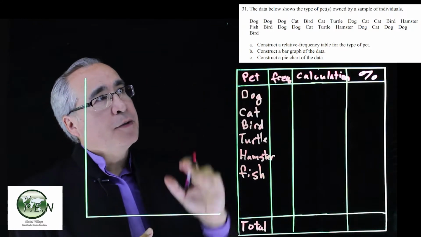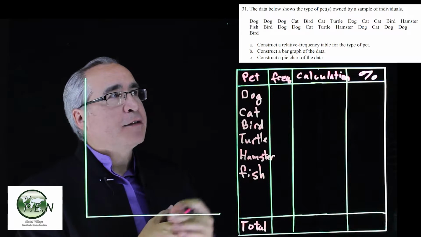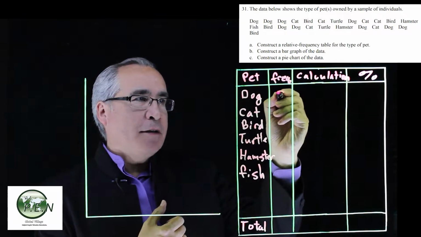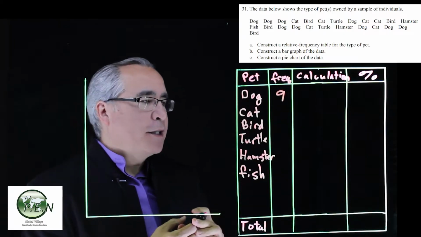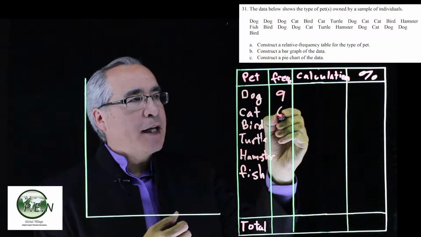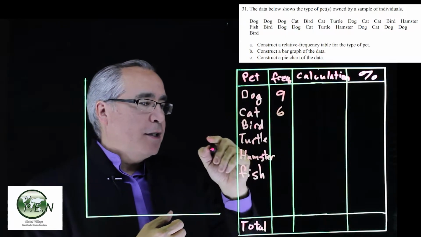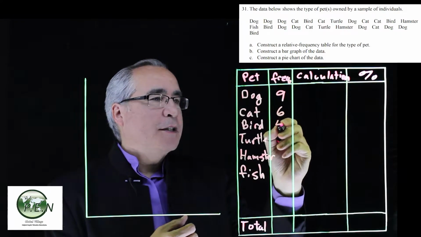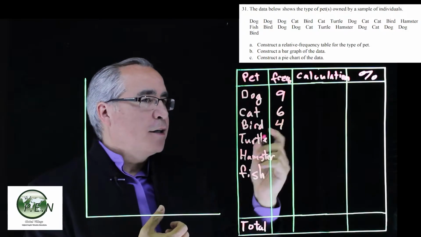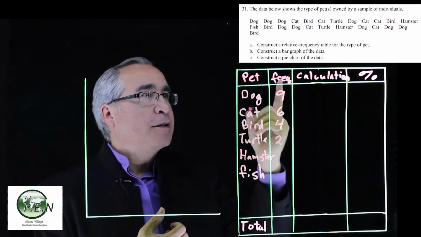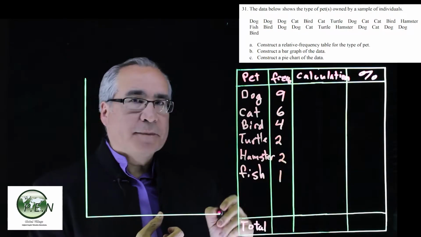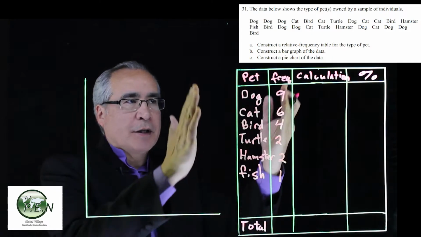So now we just have to go through, pick out how many dogs are there. So we just kind of count. If you look through there, I came up with 9. Hopefully I got all the right numbers. When I looked at the cats, I could see that there were 6 cats. Birds, there are a total of 4 birds. If you're on paper, you can cross them off as you go if you like. That's sometimes helpful. There are 2 turtles, and then there are also 2 hamsters, but there's only 1 fish. So that's the frequency part of the table.